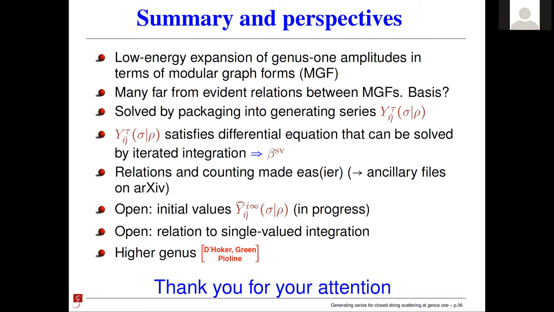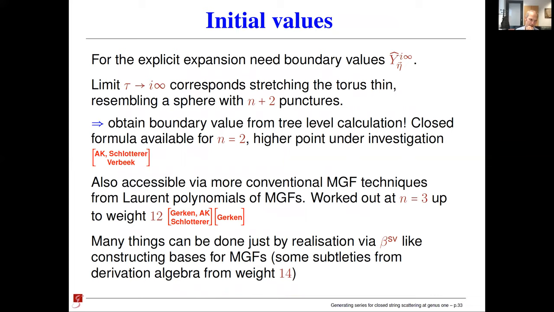Hello, Axel. So I was wondering, are there any nice asymptotic properties if you go for large powers of Mandelstam variables for the modular graph forms, or is it expected that there will be some simplification for large powers of this s_ij? So what you have in mind is like high energy scattering simplifications.